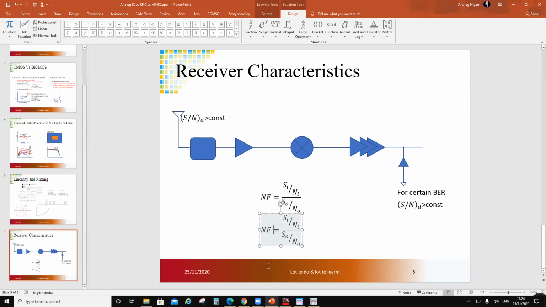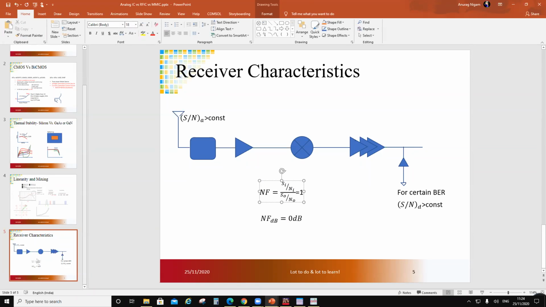Okay, so this NF in dB should be equal to 0. Best case is 0 dB, right? And the best case over here should be 1. So this is what I'm expecting, right? The gain offered to the noise is the same as the gain offered to the signal. So noise factor 1. Now, I start with a signal to noise ratio over here.